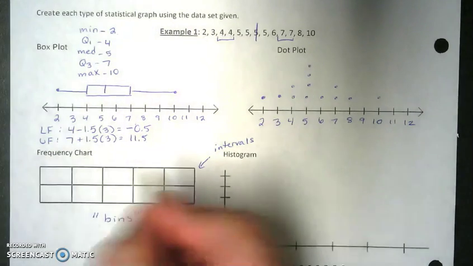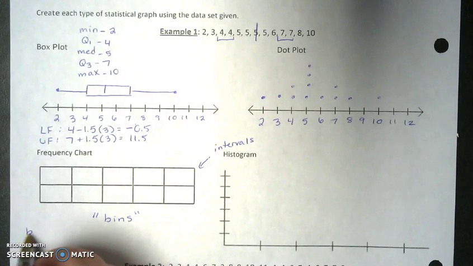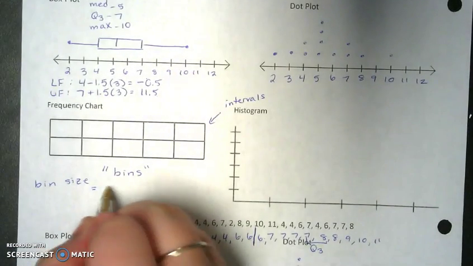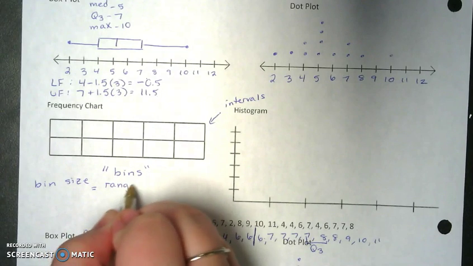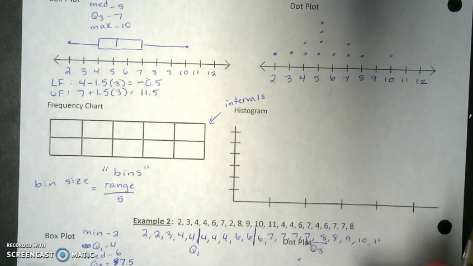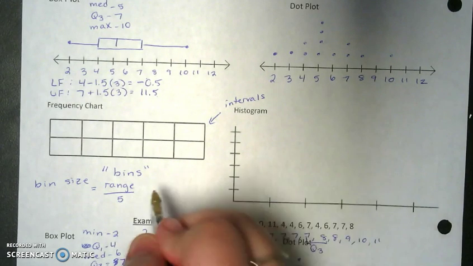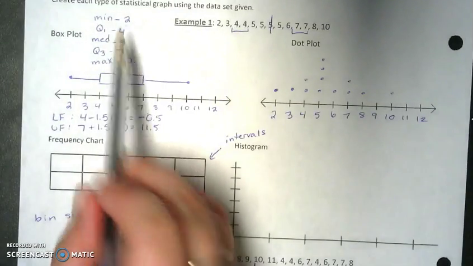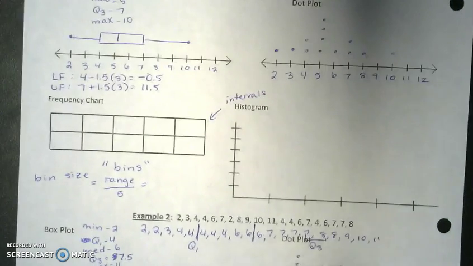So now to find a bin size, the easiest way to do it is we're going to take our range, and we always want at least 5. We might have more, but for today we're only going to stick with 5 bins. So my range for example number 1 is that we're going to take the max minus the min, which is 8.